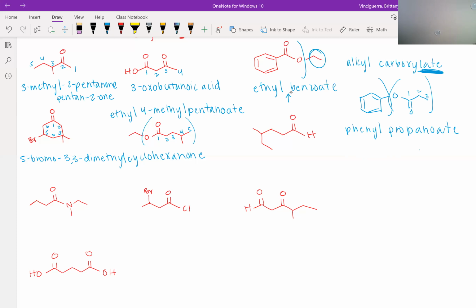Okay, next one. What functional group do we have? Aldehyde. Right, and what is the suffix for an aldehyde? Al. Okay, so it's 1, 2, 3, 4, 5, 6. What's the longest chain? Yeah, 5, 6. 4-methylhexanal. Exactly.